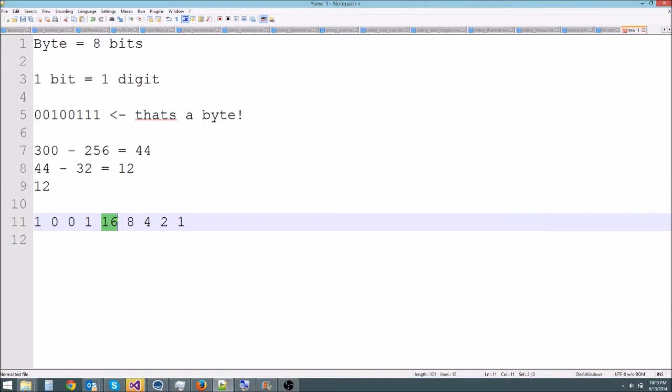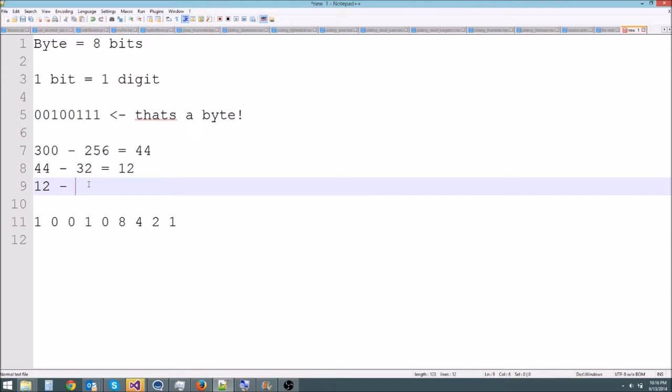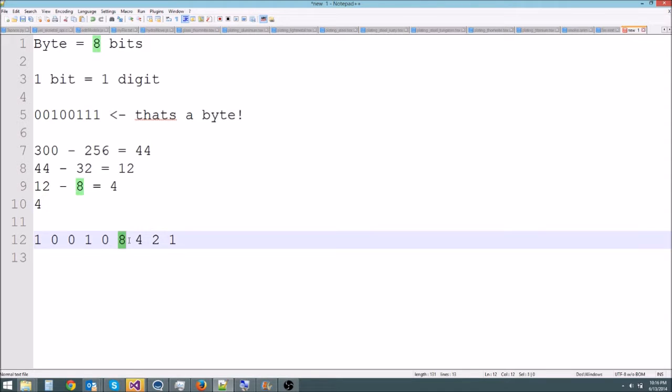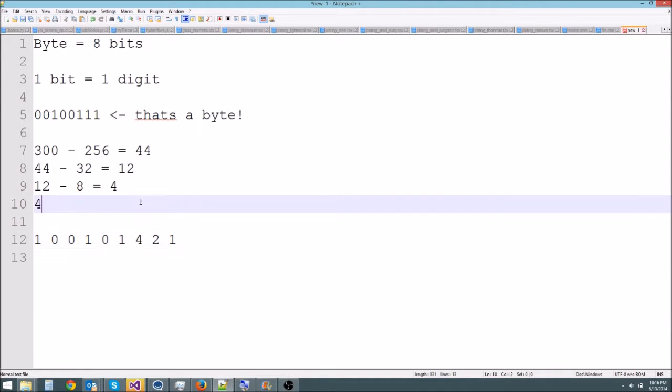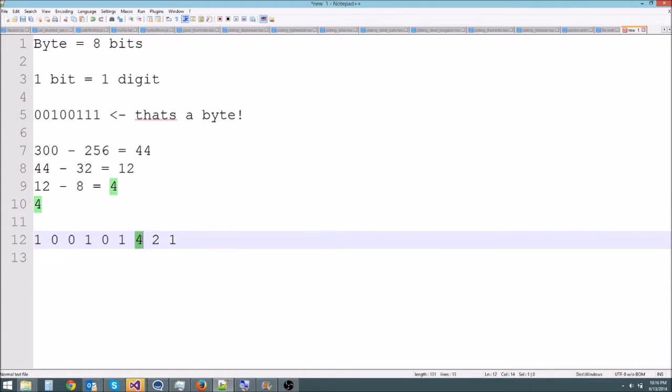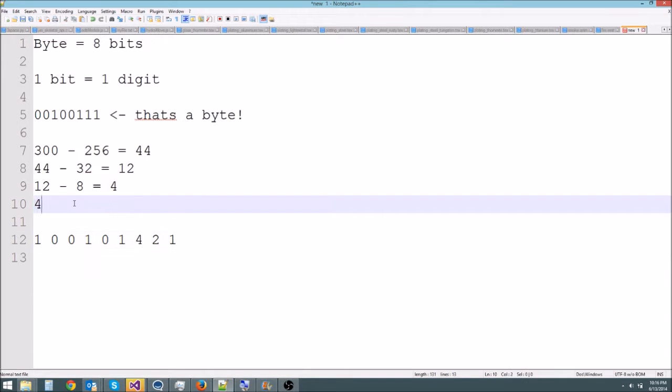Now, is 16 smaller than 12? No, so we're going to put a 0. Is 8 smaller than 12? Yes, so 12 minus 8 equals 4. We'll write 4 on the next line and replace the 8 with a 1 because we subtracted it. Now, is 4 smaller than 4? Actually, yes, it should be less than or equal to, not just less than. So we can subtract by 4. 4 minus 4 equals 0. So we're going to put a 1 here.